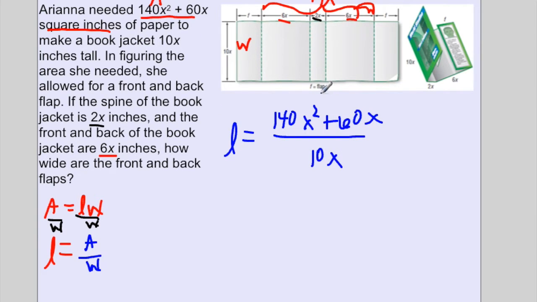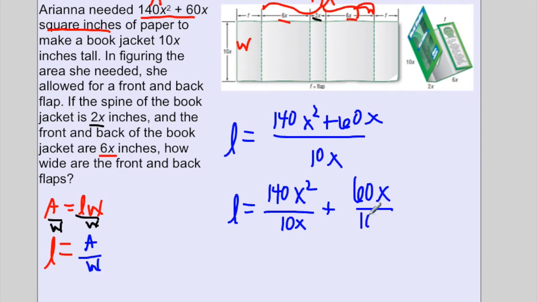Okay. This is a polynomial, and it's being divided by a monomial. There's only one. And so when that's the case, you can divide each part by it. So I would have L is equal to 140x squared divided by 10x plus 60x divided by 10x.